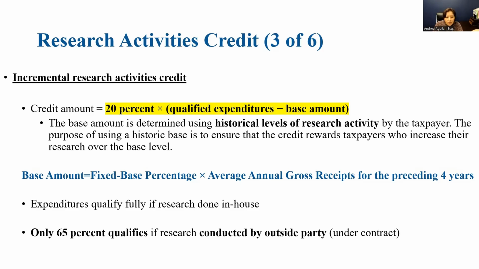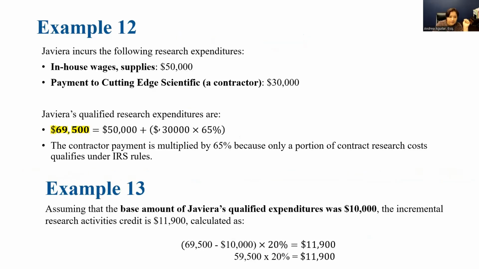Expenditures qualify fully if research is done in-house. What does that mean? We are going to just qualify certain expenditures if you are outsourcing the research activities, if you're hiring somebody else to conduct the research, okay? And if that is the case, the value of your qualified expenditure is going to be limited to just 65%.